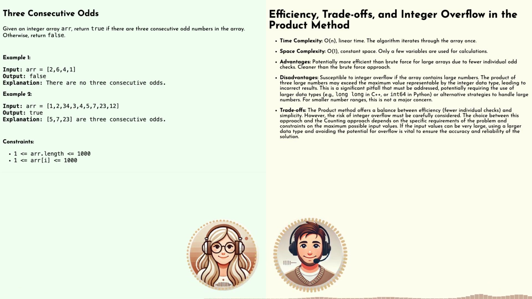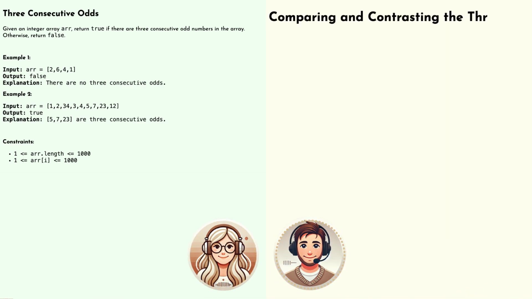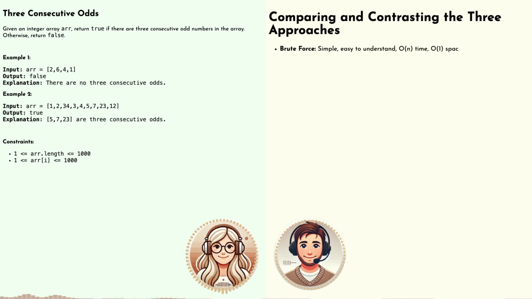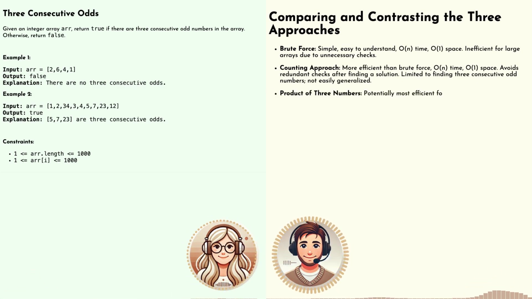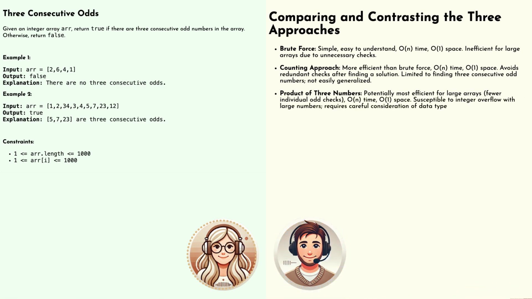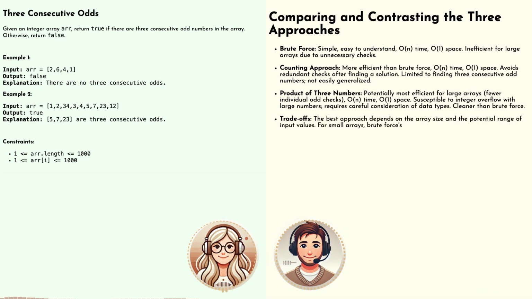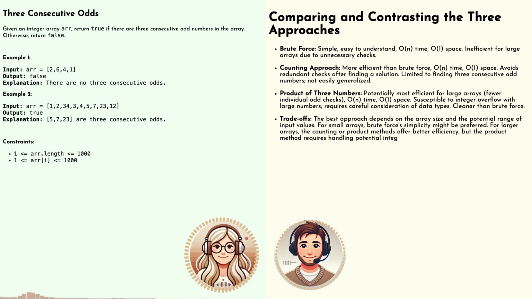But before we declare this the champion, are there any downsides or trade-offs we should consider? Well, one thing to note is that this approach might not be as immediately intuitive as the counting approach. It requires a bit more thought to understand why it works. The logic is a bit more abstract, but I think that's part of what makes it so elegant. It's like a beautiful example of how mathematical thinking can lead to more efficient code. Absolutely. It's a reminder that sometimes the most satisfying solutions are the ones that make you think outside the box.